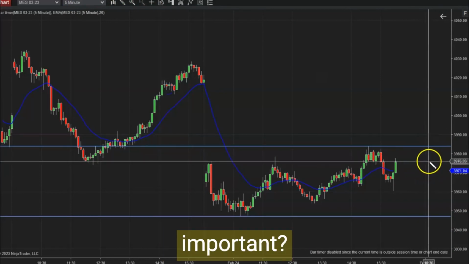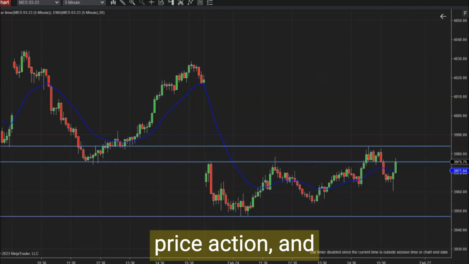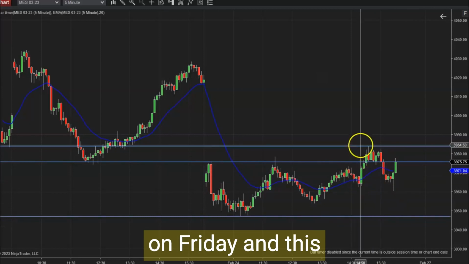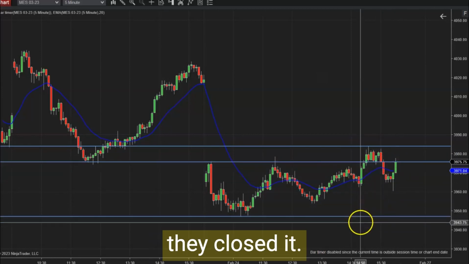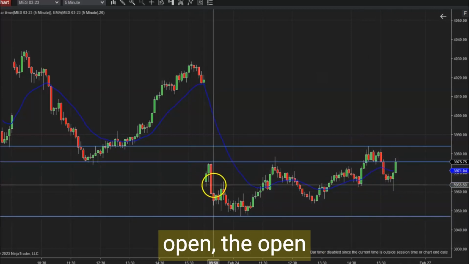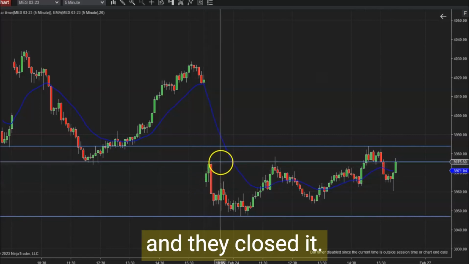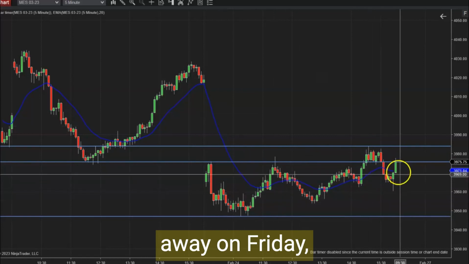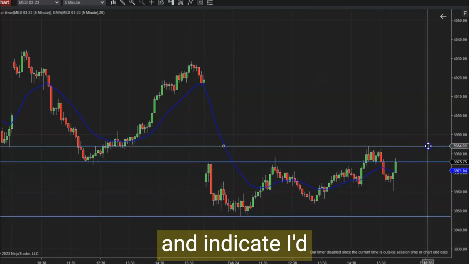Why are these important? Because we trade price action, and we know that the traders were able to take it to this low on Friday and this high on Friday, and that's where they closed it. If you notice, the open was down here and they closed it up here. So the open and the close were not too far away on Friday. But let's go ahead and indicate.